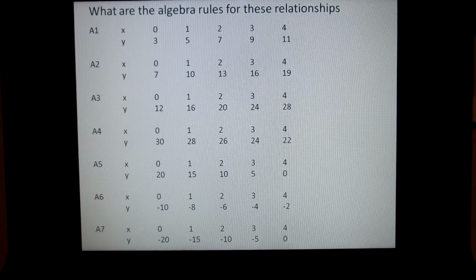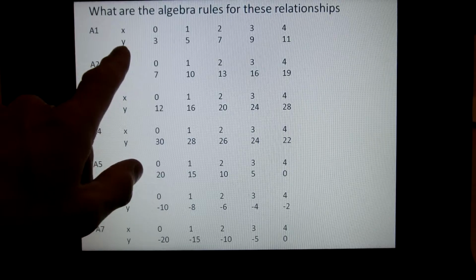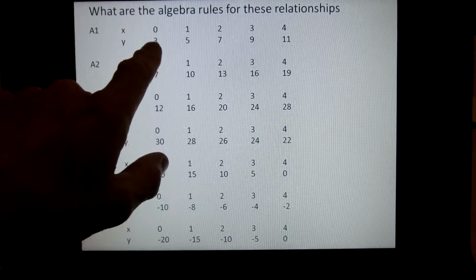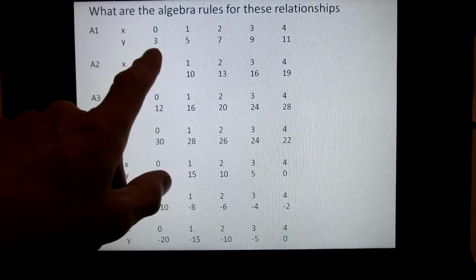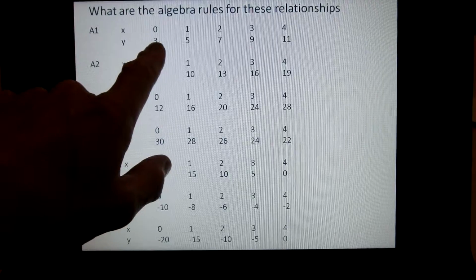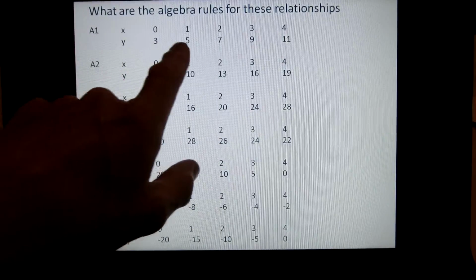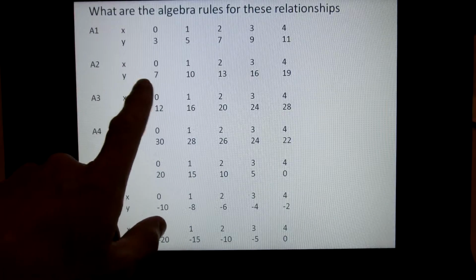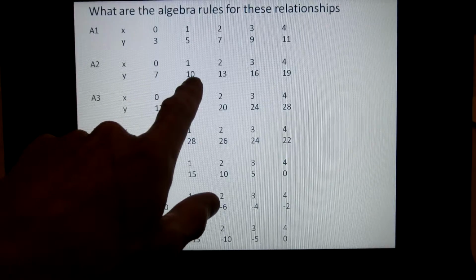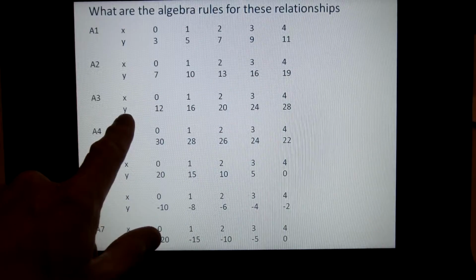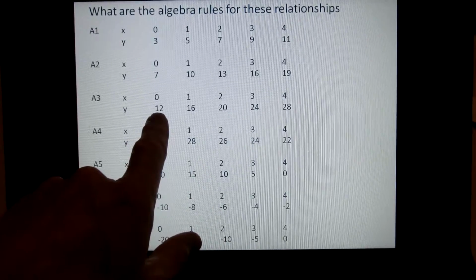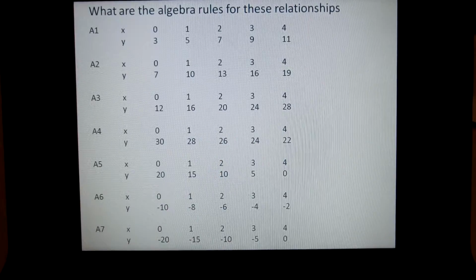And here we have a set of x and y values. This graph would start at 3 and it goes up in steps of 2. So the algebra rule for this relationship would be y is equal to 3 plus 2x. This one, y starts at 7 and goes up in steps of 3. So y is equal to 7 plus 3x. Here the graph starts at 12 and goes up in steps of 4. So y is equal to 12 plus 4x.